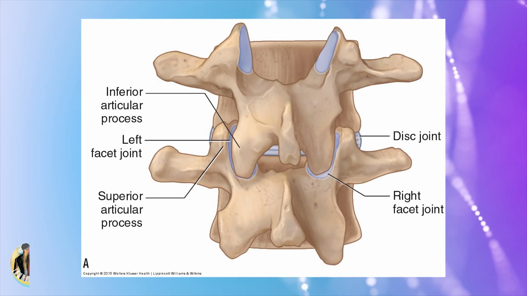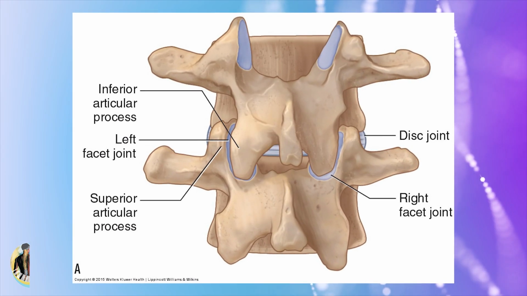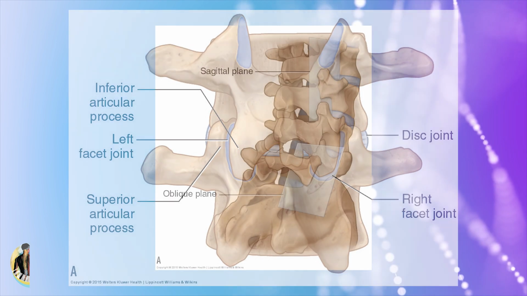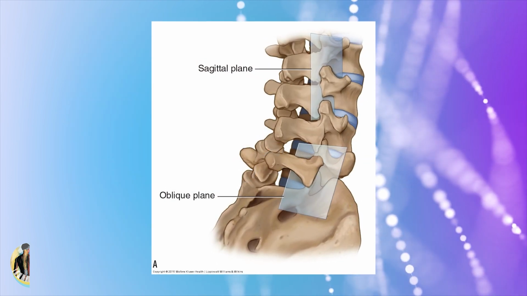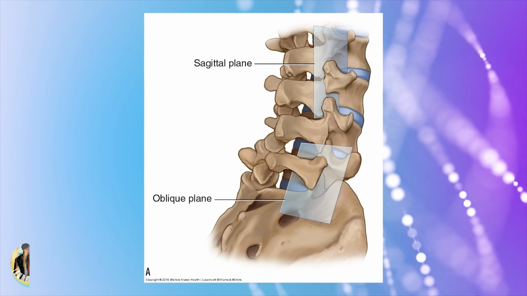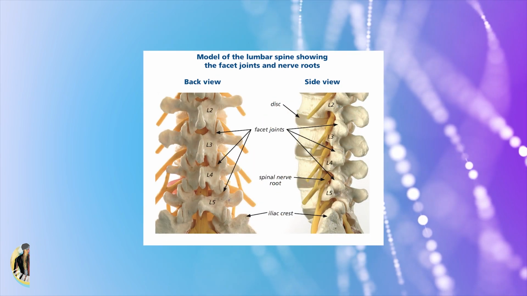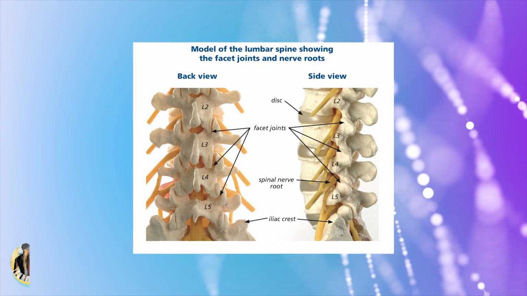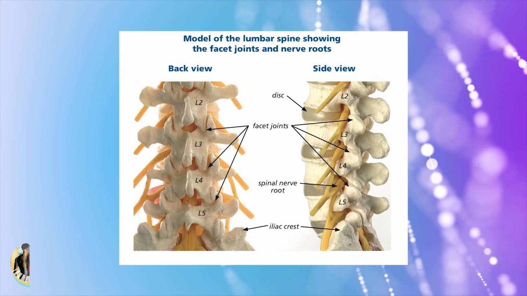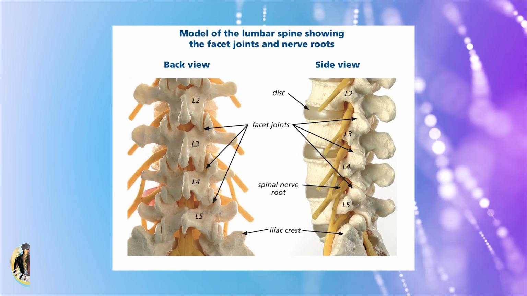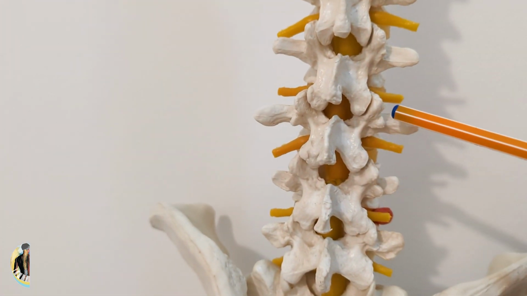All along the back of the spine, at each level, a pair of small facet joints connect the vertebrae, the bony building blocks of the spine, holding the spine together and providing support. These joints, otherwise known as the zygapophyseal joints, are synovial, which means they allow the spine to bend and twist in different directions. Formation of the joint.